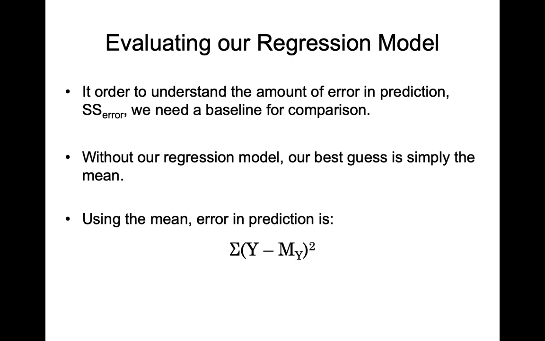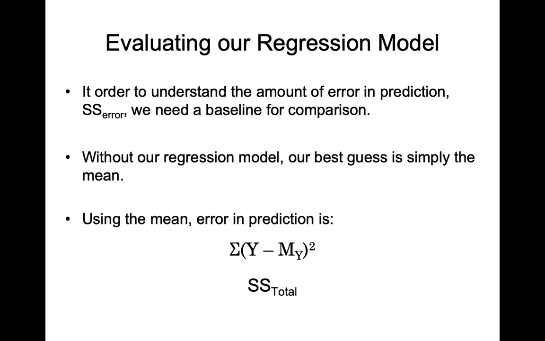And using the mean, our error in prediction is just each person's actual Y minus using the mean as our guess. Okay? And you'll notice that that's the same sum of squares that we get when we calculate the variance in Y. So the worst regression model that we could have is just using the mean of Y, and the most error we could have is the sums of squares total, which is used to compute the variance in Y.